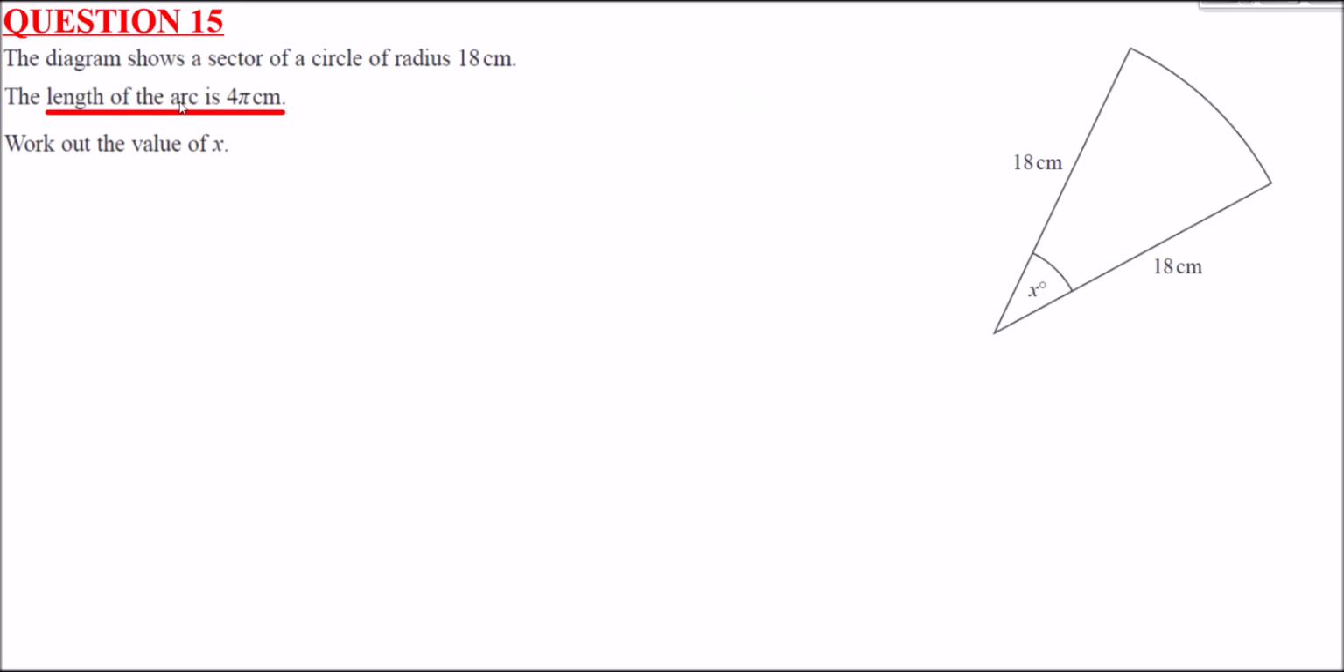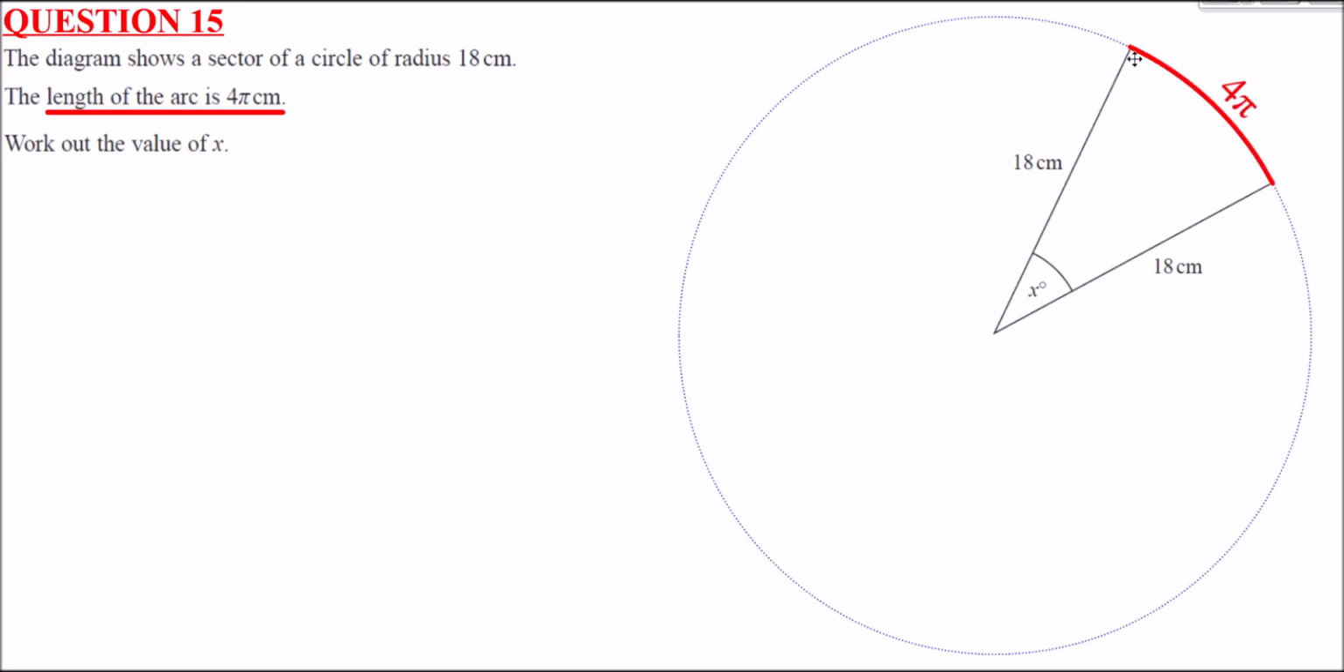An arc is essentially just a piece of the edge of a circle. So the arc here is from here to there, from that point to that point. It's just a fraction of the edge of a complete circle. Here we've just got a fraction, a piece of a full circle. I'll come to that in a moment. But if this is 4 pi, it just means this distance from there to there is 4 pi.